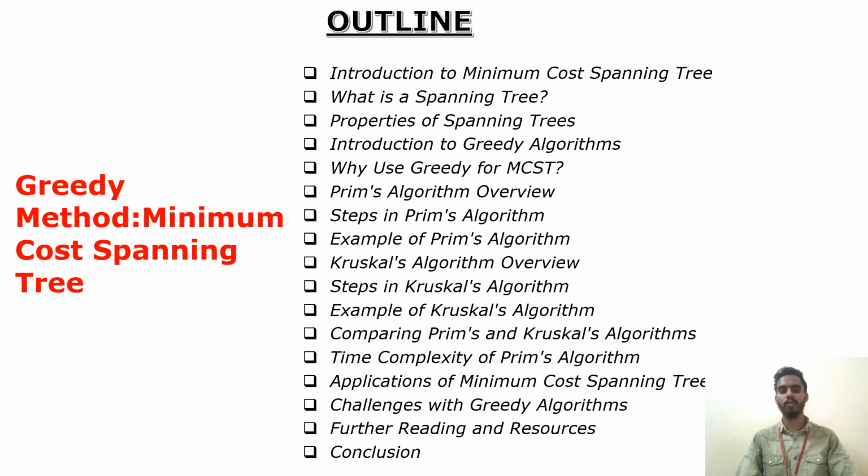Prim's algorithm overview. Steps in Prim's algorithm. Examples of Prim's algorithm. Kruskal's algorithm overview. Steps in Kruskal's algorithm. Example of Kruskal's algorithm. Comparing Prim's and Kruskal's algorithm. Time complexity of Prim's algorithm. Applications of minimum cost spanning tree. Challenges with greedy algorithms and conclusion.